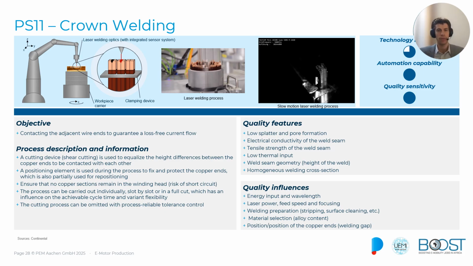Process step 11 is one of the most critical ones. Contact the copper ends to create a continuous electrical circuit. This is typically done using techniques like laser or resistance welding, which apply heat and pressure to melt and join the copper ends securely, ensuring strong electrical conductivity and mechanical stability.